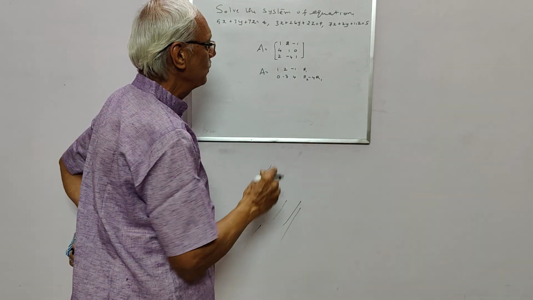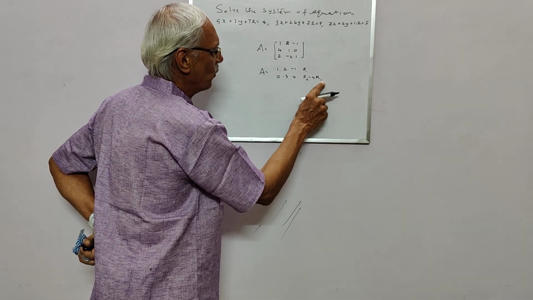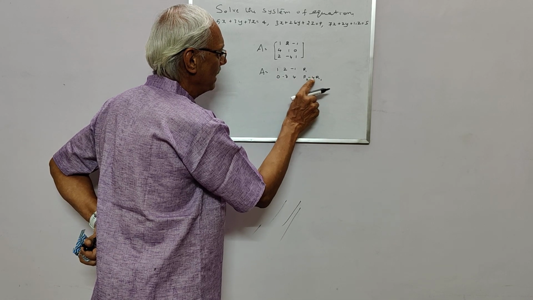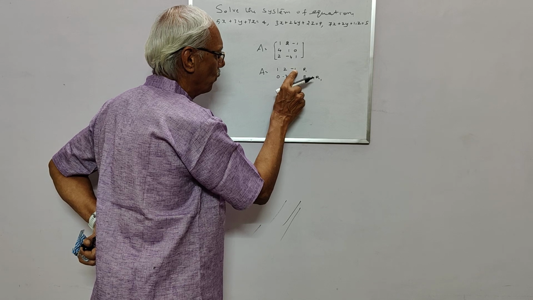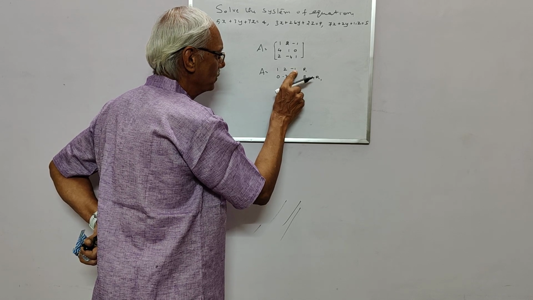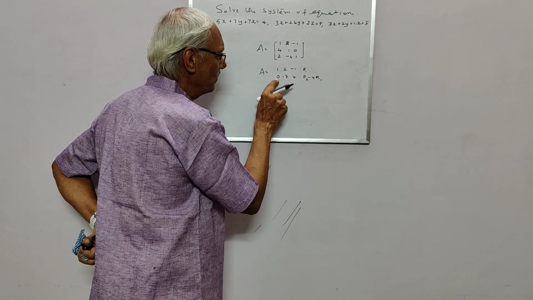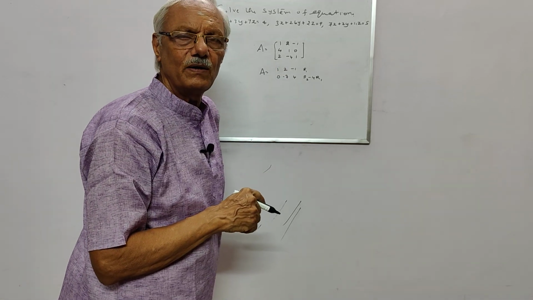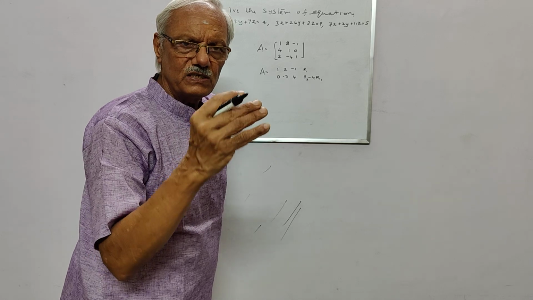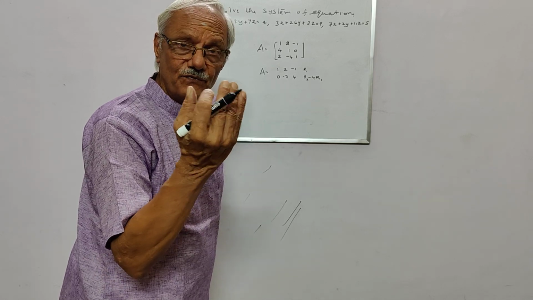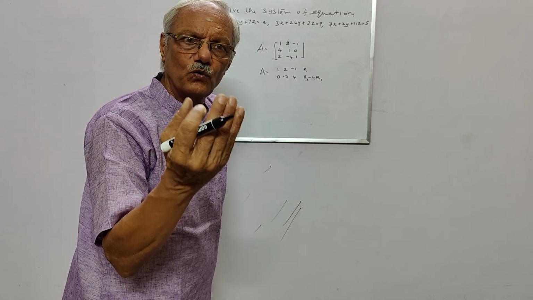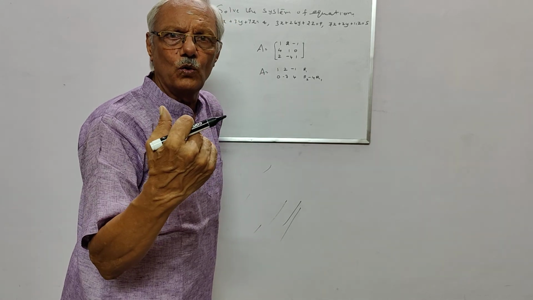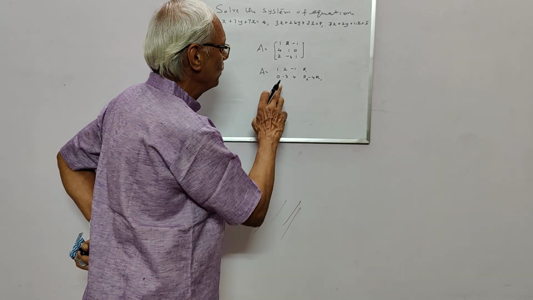Can you catch what I am writing on the board? R2 minus 4R1 means you multiply every element in the first row by 4 and subtract it from the corresponding elements in the second row. Are you able to catch? Therefore, you will get it.